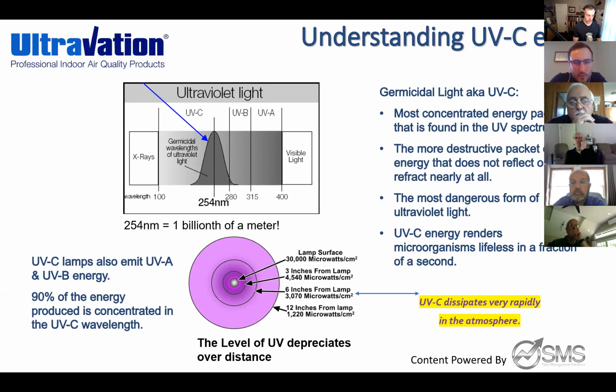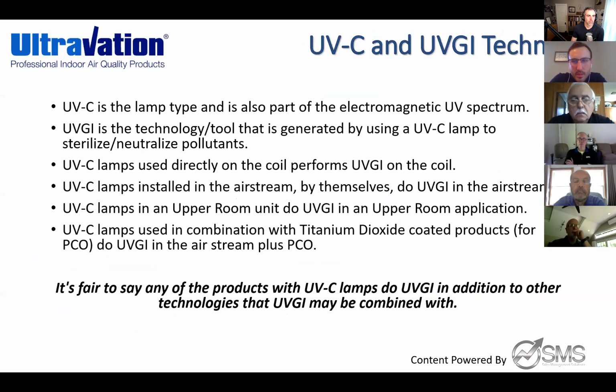If you look at the little purple circle underneath that, it shows the lamp surface and how effective that is. If you look at the very inner part of that circle, it shows the effectiveness. Basically what that's saying is the closer the UV lamp is to something, the more efficient it is. So the closer it is to a coil, the more efficient it's going to be. It'll still work the further away it is, but not as well. You see at 12 inches from the lamp, it gets a little bit less efficient. We'll go ahead and jump to the next slide.